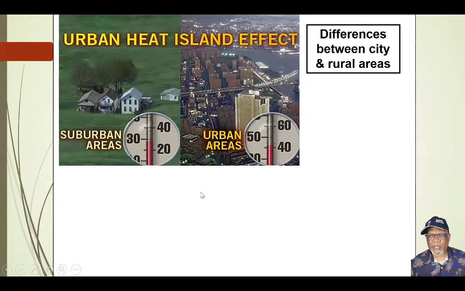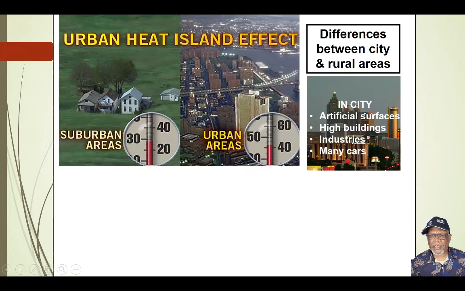Now let's look at urban climates. Urban heat island: what is an urban heat island? You must be able to define the concept. An urban heat island is a warm urban area surrounded by the cooler suburbs. So this is your warm urban area, and it's surrounded by the cooler suburbs.